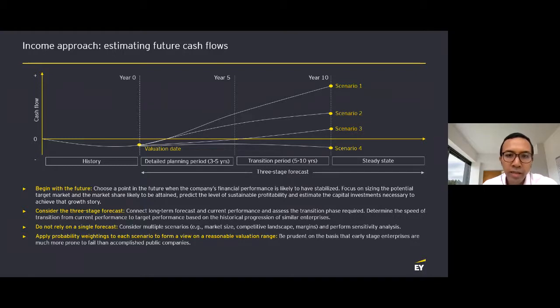And then the last stage is the steady state, where most of the unicorns and some of the big startups are already looking to scale up and further monetize the existing user base that they've got in their companies. So you start with the future. This goes hand in hand with the business plan.